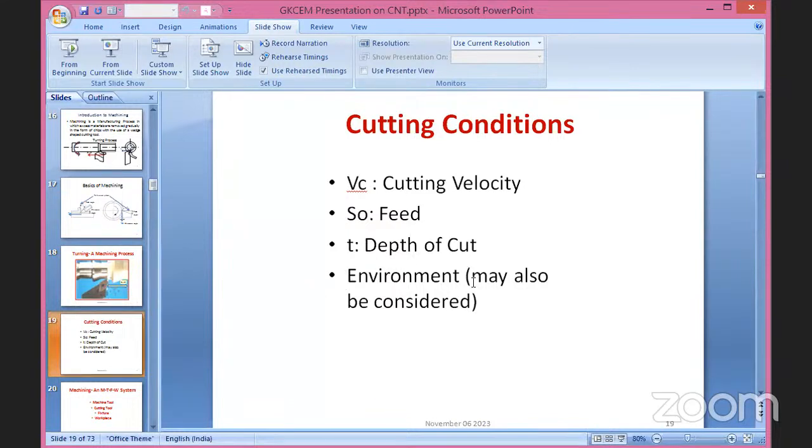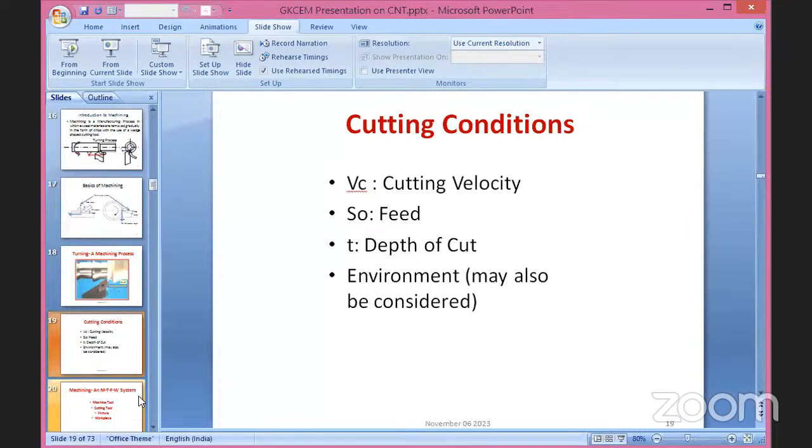And environment can also be considered to be one cutting condition, because it is also very important, and many times it gives a lot of advantage to the machining. But sometimes it is disadvantageous also if the cutting fluid is not eco-friendly in nature.